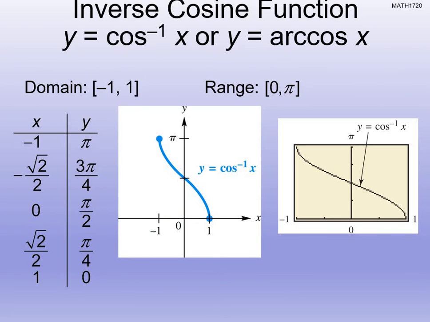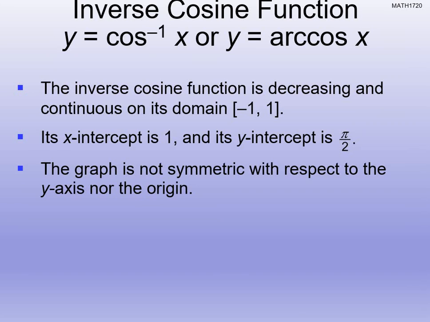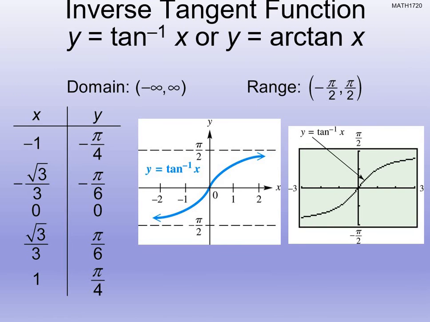Alright, taking a look at the domain and range of the cosine inverse function. The domain is -1 to 1, which is normally the range for regular cosine of the angle, but since it's the inverse, we swap the domain and range, and the range for cosine inverse here is from 0 to pi. So it's this snippet of the graph that we have here in front of us. So it's decreasing and it's continuous on its domain. It has an x-intercept of 1 and a y-intercept of pi over 2. The graph is not symmetric with respect to the origin or the y-axis.